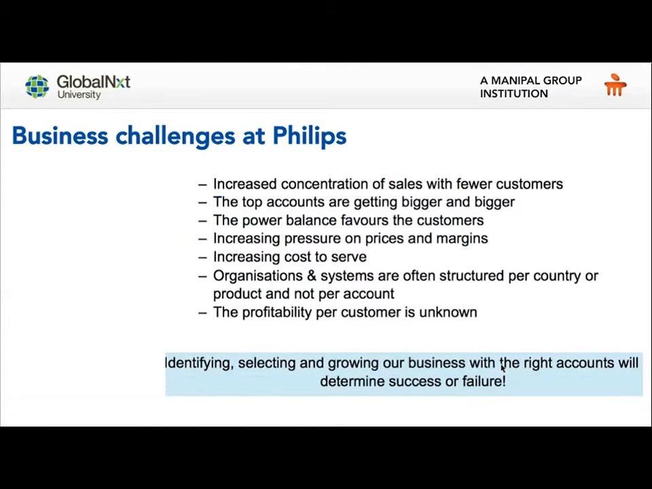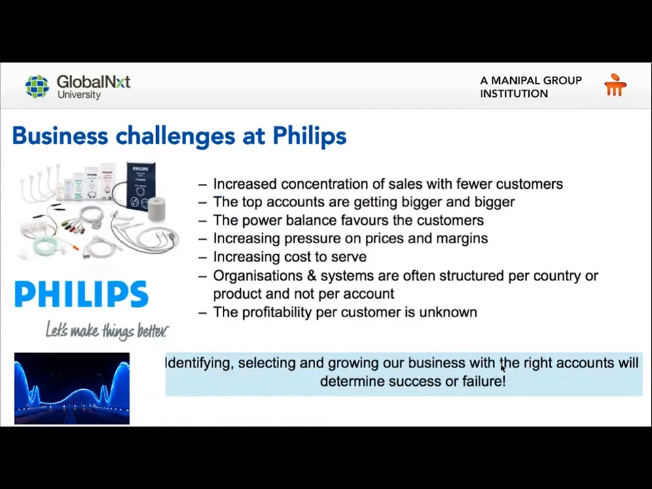Just another case study with Philips. I'm sure you know Philips. They make all these various electronic digital products, light bulbs, whatever it is. They're basically in that space. They also adopted strategic account management. They found that in terms of their top accounts, their clients, they were having a lot more pressure from them, and they realized that they couldn't serve every one of their clients in the same way.